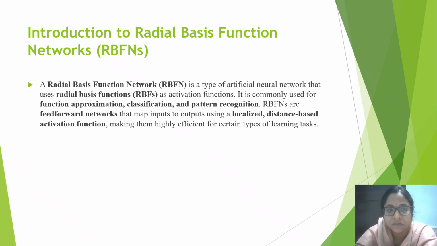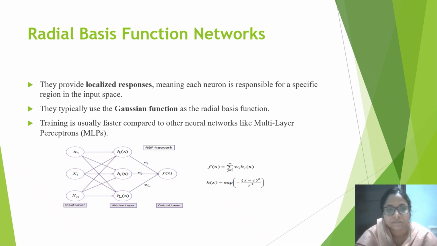So the network which uses the radial basis function as an activation function is called a radial basis function network. They provide localized responses, meaning each neuron is responsible for a specific region in the input space. They typically use the Gaussian function as the radial basis function. So in this network, we'll be using the Gaussian function as the activation function. In RBFN, the training is usually faster when compared to other neural networks like multilayer perceptrons.